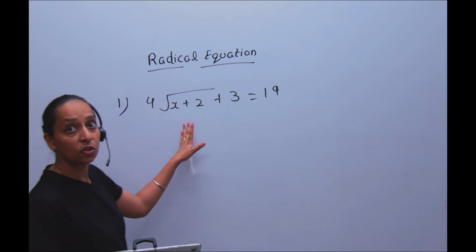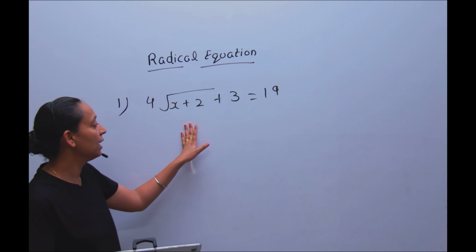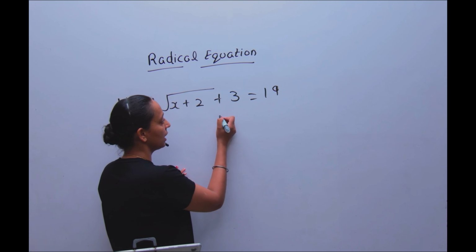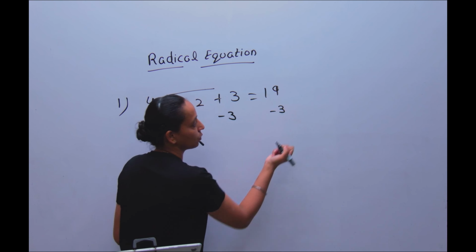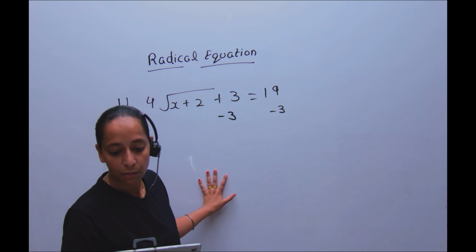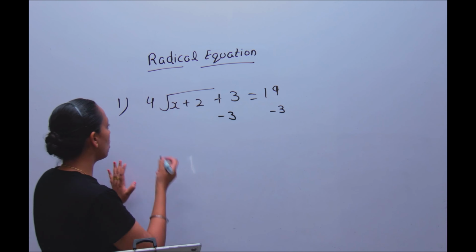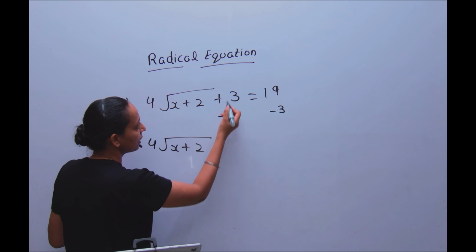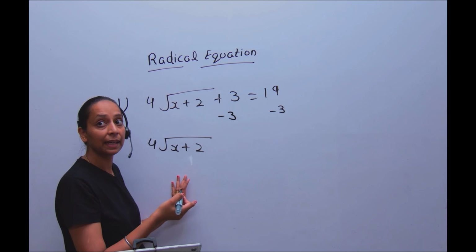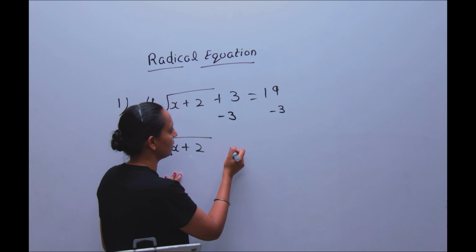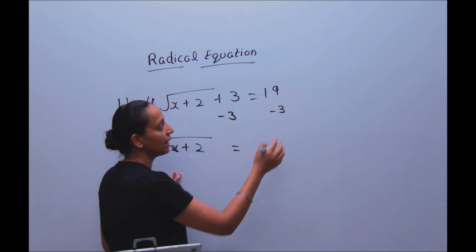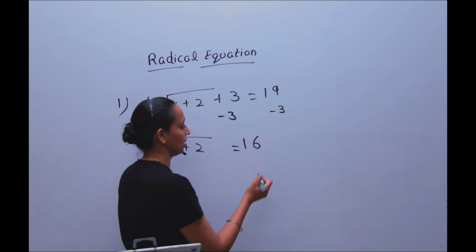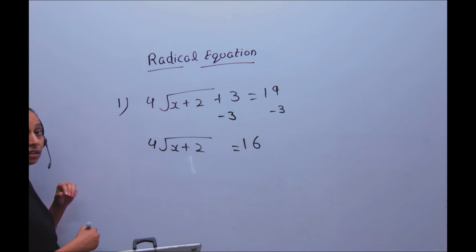Now see, this equation is also in the form of a radical. What do we have to do? First of all, we have to subtract 3 from both sides. We write minus 3, minus 3. Now 4 root x plus 2 plus 3 minus 3 becomes 0, so we need not write it here. And 19 minus 3 is 16. Yes, now it is 16.